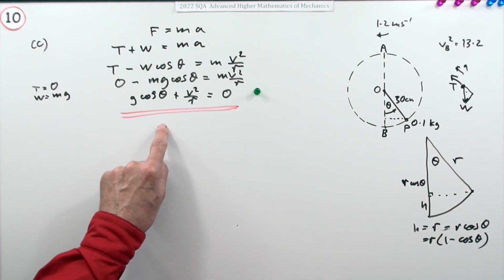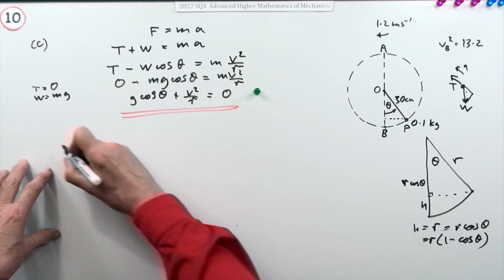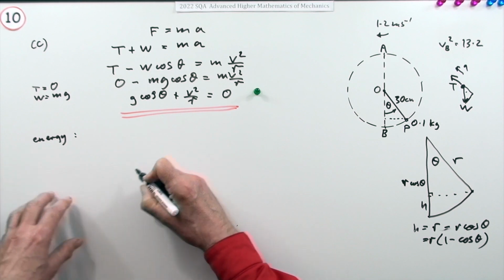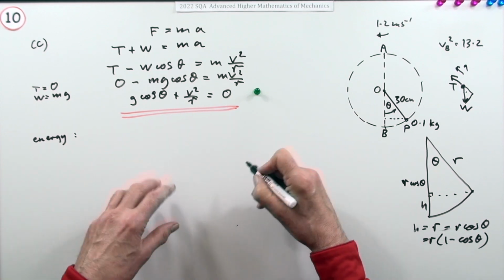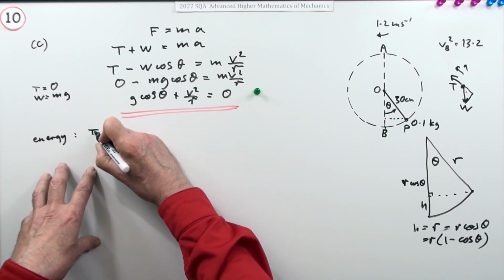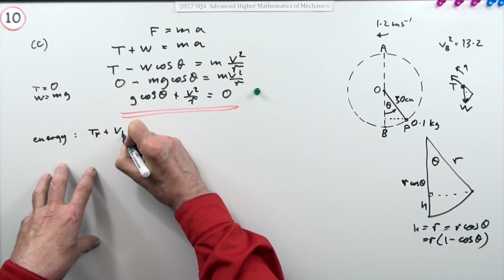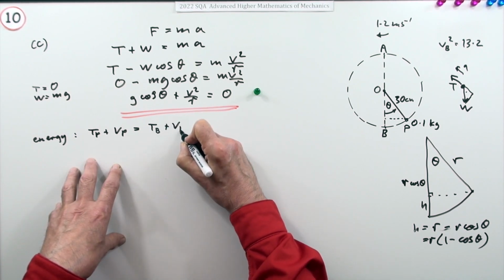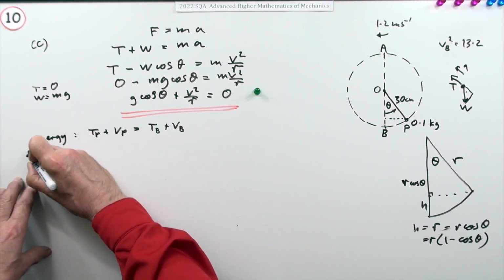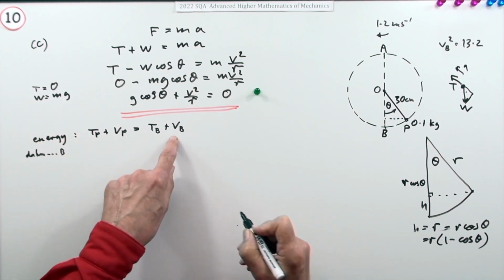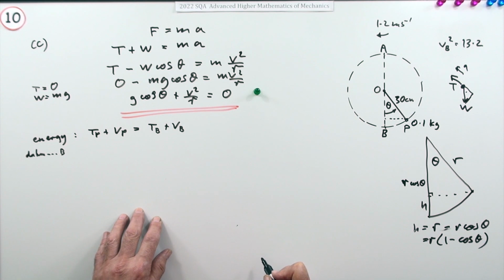Because what I'm going to have to do now is find v. So I'm going to have to use the energy equation. Comparing energies, you can use KE and PE, or whatever you like. I'm just going to go for this. The kinetic energy at P plus the potential energy at P will be the kinetic energy at B plus the potential energy at B. I'm using B as the datum. That means B's at height 0.